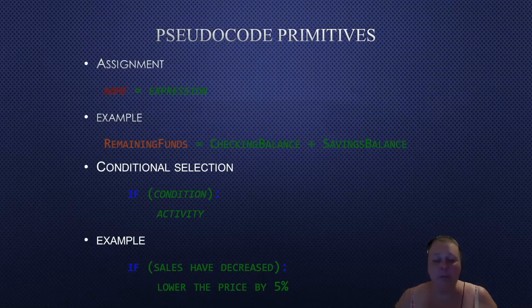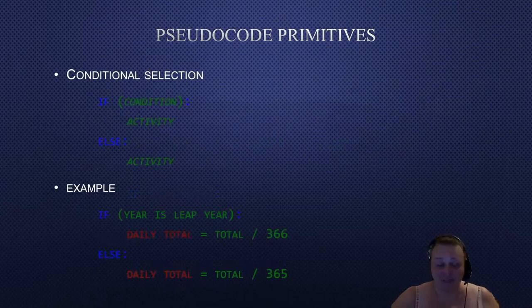And the same thing with lower the price by 5%. We are doing a combination of the Python syntax and English. So the if, the parentheses, the colon, that's the Python part. The sales have decreased and lower the price by 5%, that's the natural language.